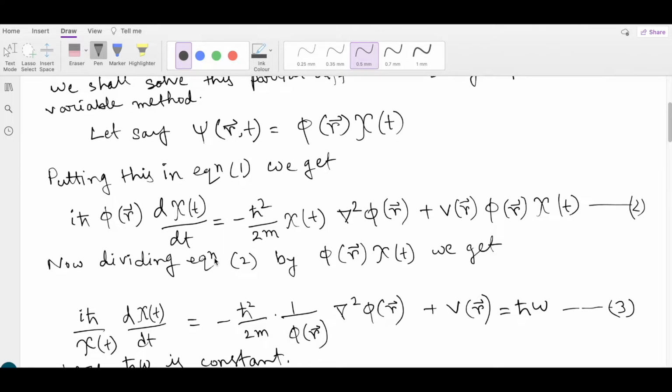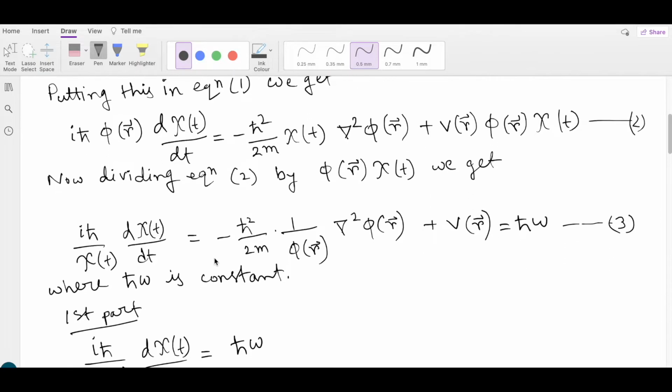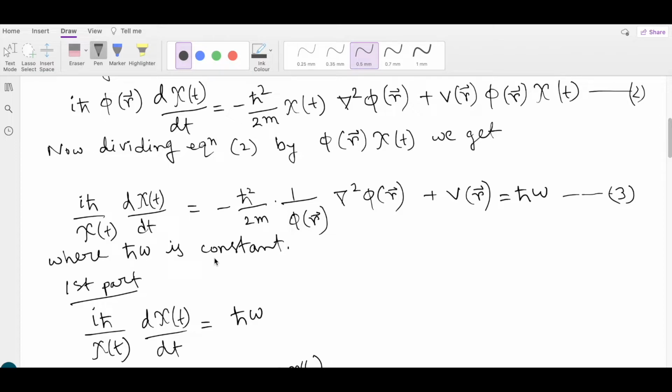Now dividing equation 2 by φχ, we get equation 3. Here we can see the first term is only dependent on the variable t and the second term is only dependent on the variable r. So to satisfy this equation, they must be equal to a constant, and I am considering the constant as ħω.